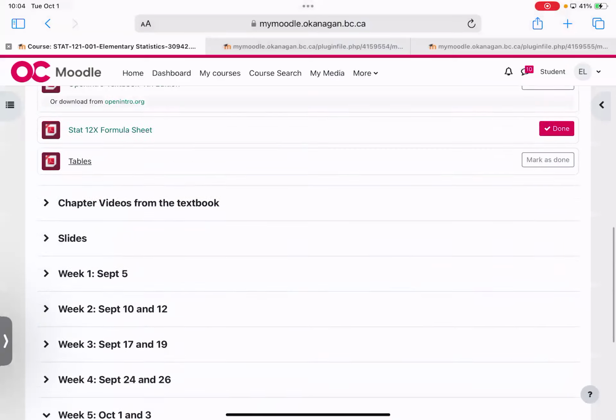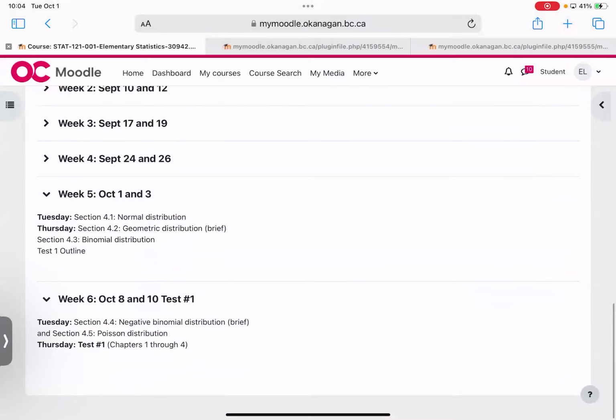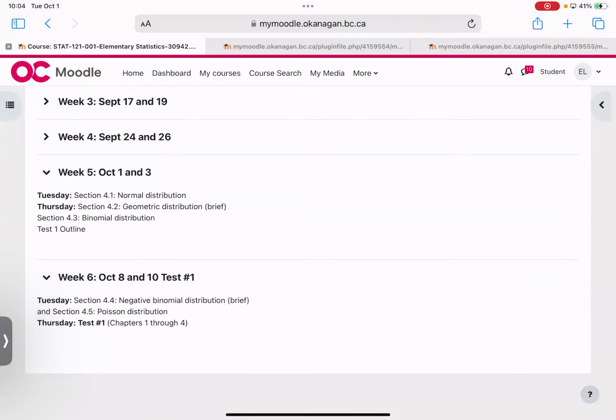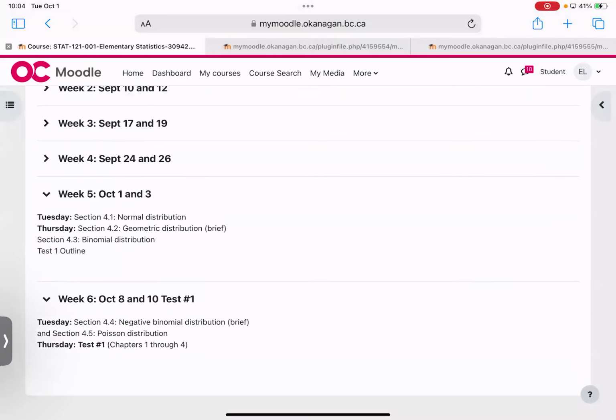All right. Another thing I wanted to note, I thought putting it on Moodle would be enough, but I realized it might be nice to know when your test is. I mentioned it last week, but test number 1 is on October 10th, right? And it'll be on chapters 1 through 4. And then after that, we get into the really fun stuff. And so I can't wait.